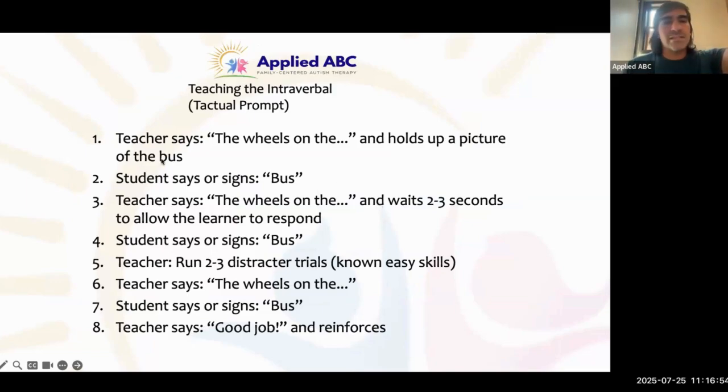And then this is one with a visual prompt as the example. The wheels on the, hold up a picture of the bus, and we only do this with a learner. Generally, intraverbals don't come into play until tier two of the VB-MAPP. So generally, our learners have covered a lot of ground tacting already. We should be able to hold up a picture of a bus and they say bus. But just in case, maybe they need a verbal prompt. Wheels on the bus, say bus, bus. And then again, we fade the prompt until we're able to do it fully independently and then provide the reinforcement.